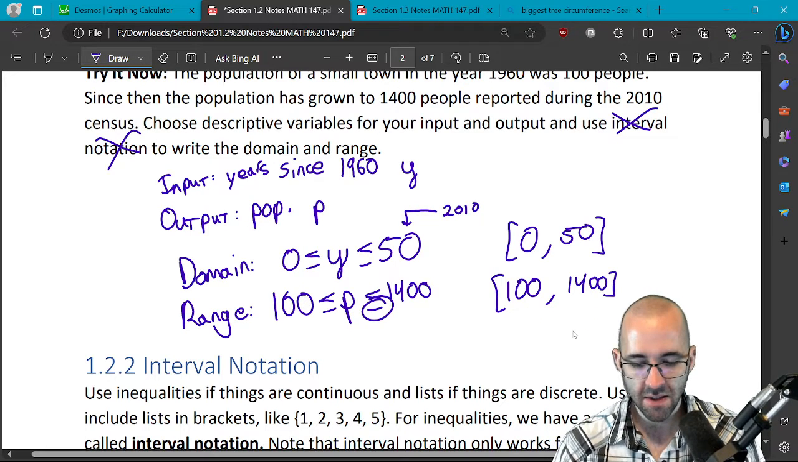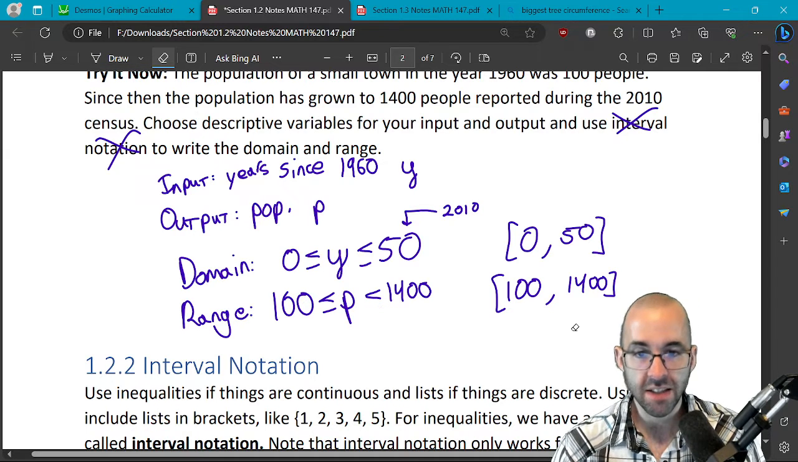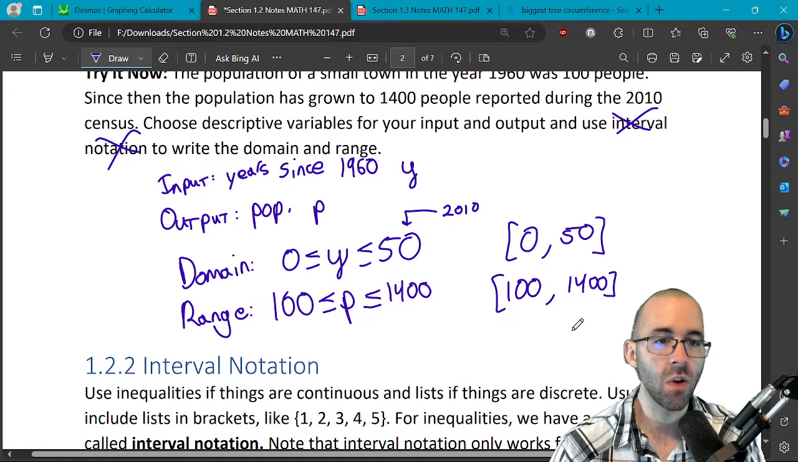Another way of seeing it is we do have the equals sign part of the inequality. If it were strictly less than, kind of like this, then it'd be a parenthesis. But we had that less than or equals to.